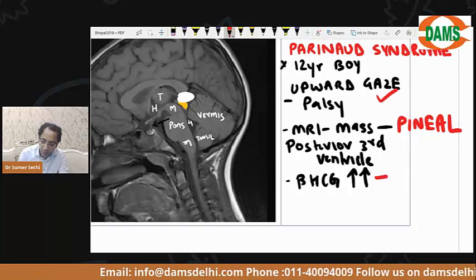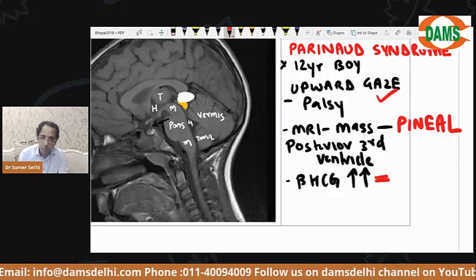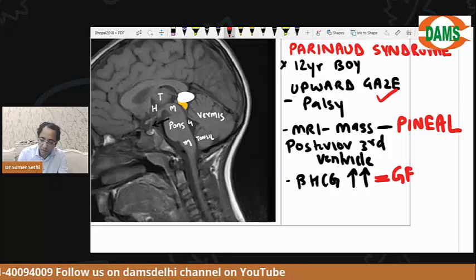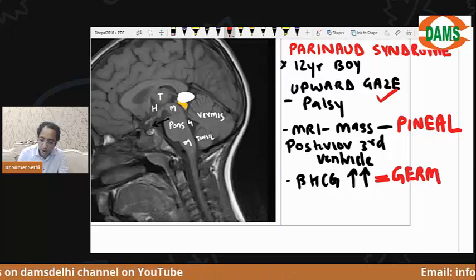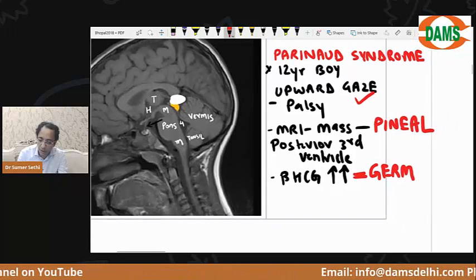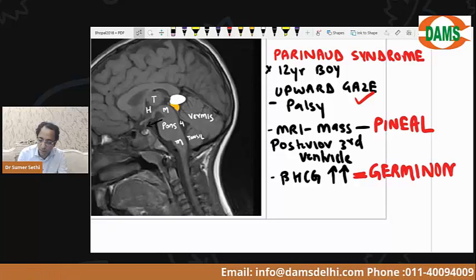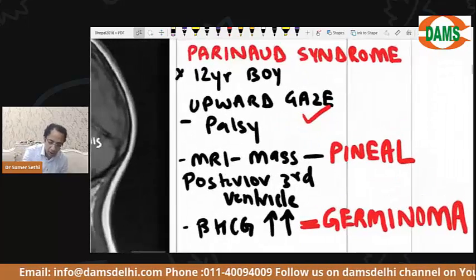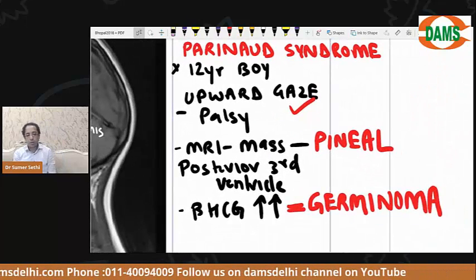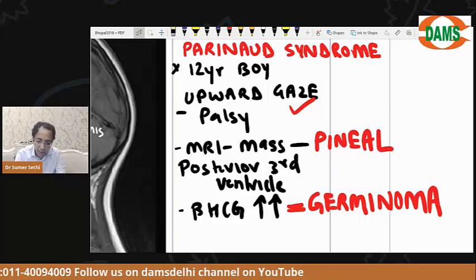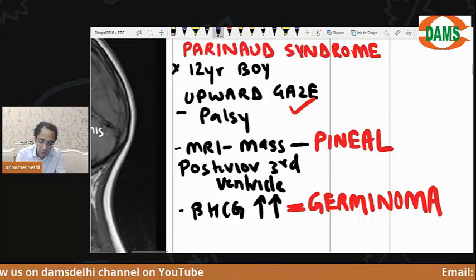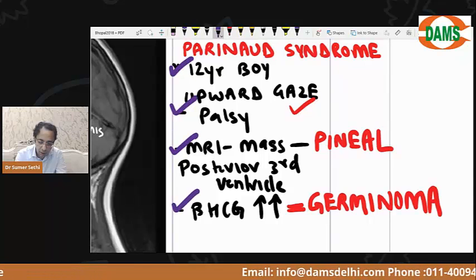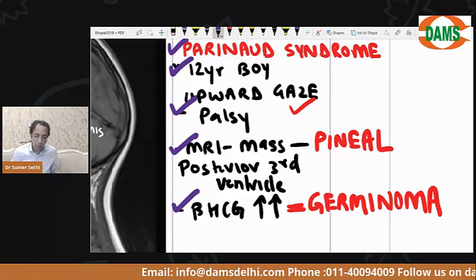But why is the beta HCG high? Beta HCG is high because the pineal area can have germ cell tumors. The pineal germ cell tumor is called germinoma. So pineal region germinoma is the answer to the question. This is a classic example of an integrated question. You cannot solve it by your ophthal or anatomy or pathology alone. You need to put them all together.